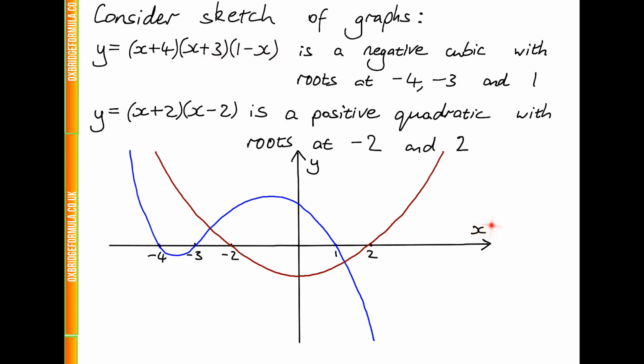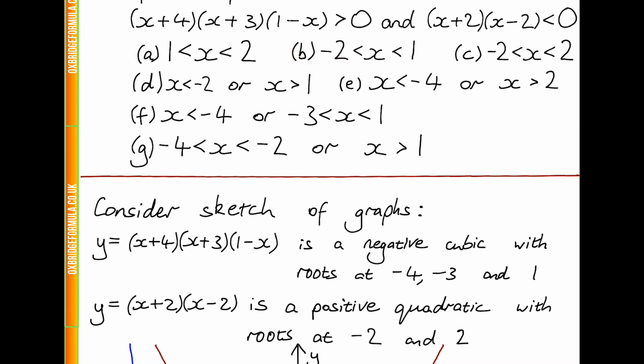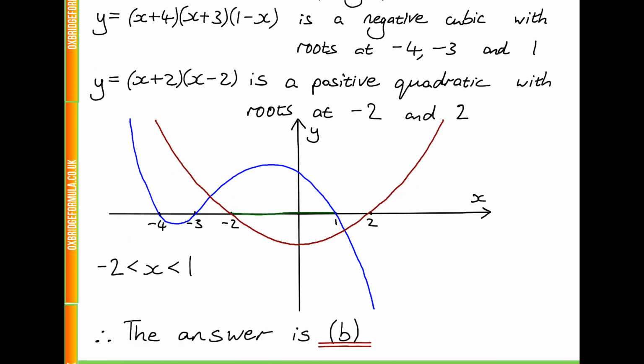Well, we want to find the values of x where this curve is above the x-axis and this curve is below the x-axis. So if we look at our sketch, we can see that happens, well, from here up to here, so from minus 2 to 1. So the region where this happens is x strictly between minus 2 and positive 1. And if we look back at our options, we can see that that is option B. So we therefore conclude the answer is B.